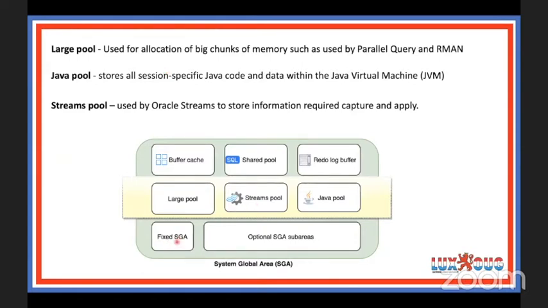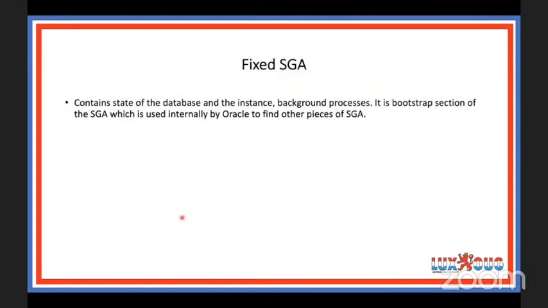The fixed SGA is not changeable. All other buffers and pools are changeable through parameters. Fixed SGA contains the state of the database and the instance background processes. It's like a bootstrap section of the SGA, which saves information about other parts of the SGA.